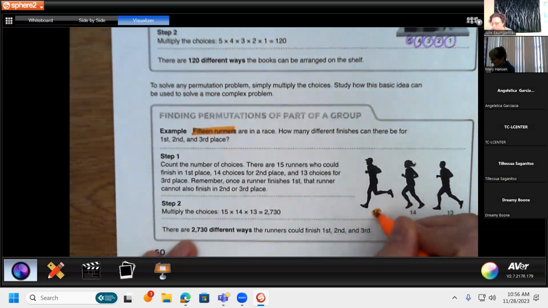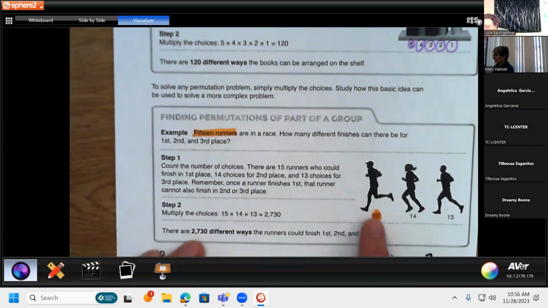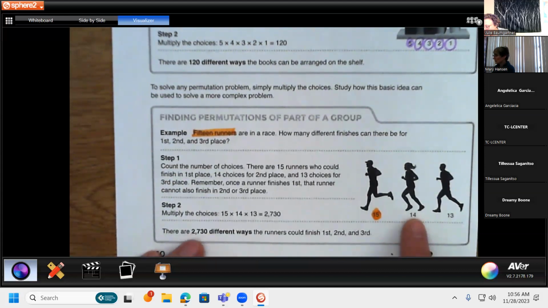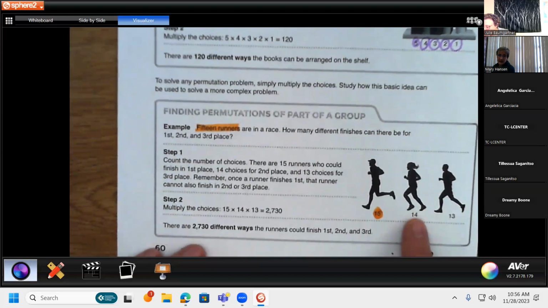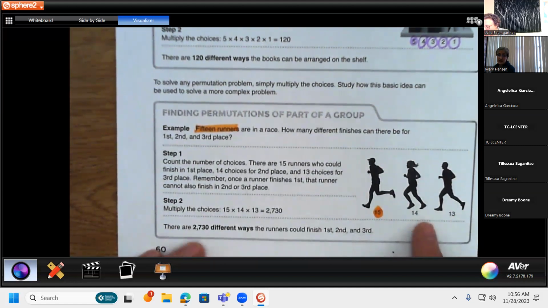There are 15 runners that could get first place. And then once we've identified a runner for first place, there are only 14 runners who could cross the line in second place. And once the second place runner has crossed the line, there are only 13 runners left who could cross the line in third place.